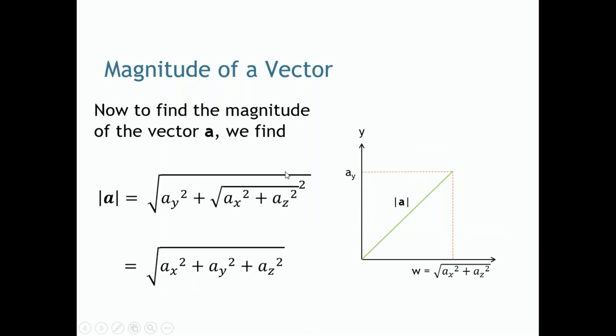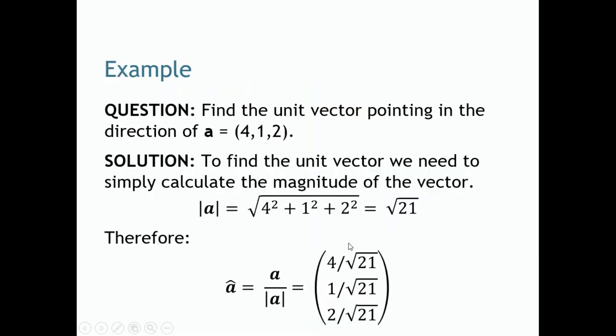To find the magnitude of vector A, we use this simple formula here. Magnitude A is equal to the square root of AX squared plus AY squared plus AZ squared. Now we have the magnitude of A as this. So we have our Y, and don't forget this was what we got as the magnitude of the purple line, W.